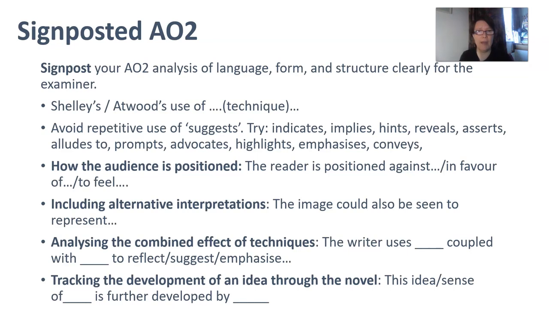And then you can think about how you can build on your analysis. The audience, how is the reader positioned? The reader is positioned against, in favour, to feel, to think. Alternative interpretations. The image could also represent. The writer uses something coupled with something else. So this idea of combined effects, and that's really good if you have seen something in a quotation that you want to mention, but you've not really got something to say.